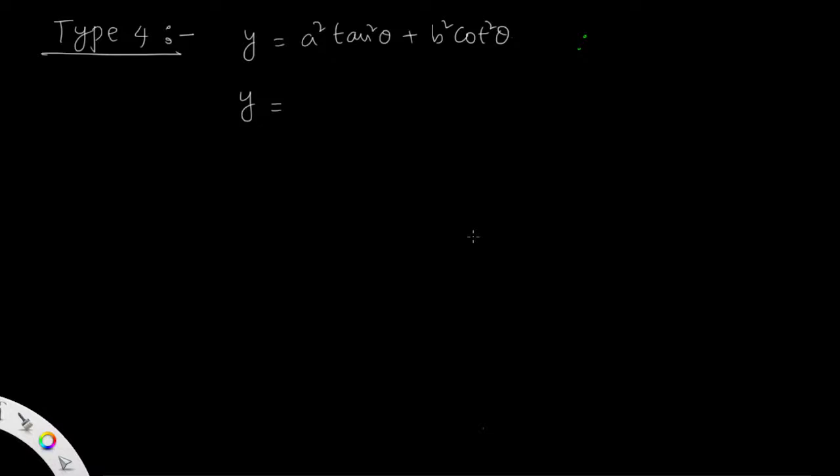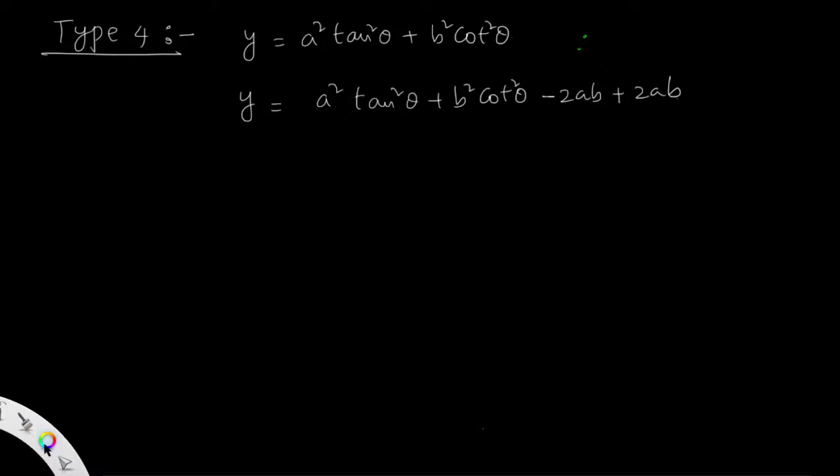Okay, if it is type 4, the last concept: first you have to convert it by this value as 2. So a square tan square theta plus b square cot square theta. Observe, I am doing it like this: a square tan square theta plus b square cot square theta, I am adding minus 2ab and then plus 2ab. Why? Because tan square theta into cot square theta is obviously 1. So I am adding plus 2ab and minus 2ab.